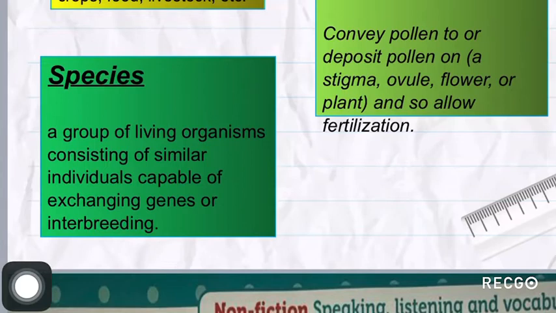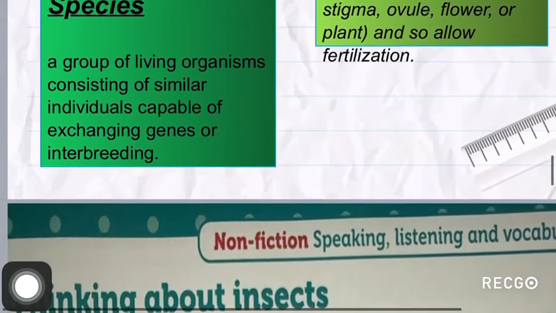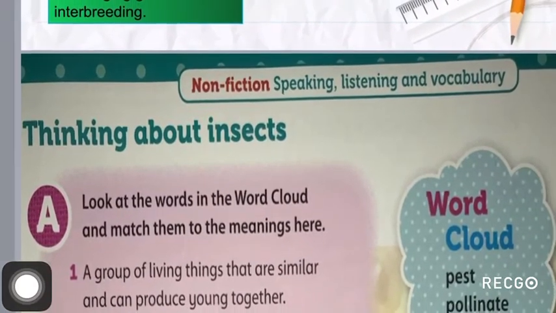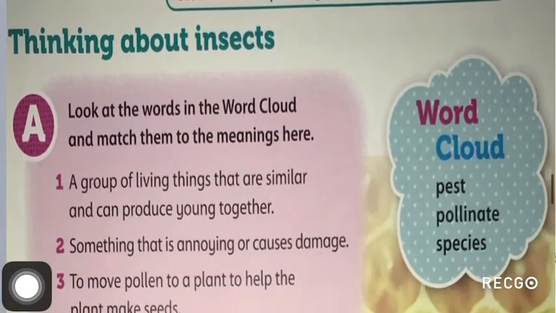So a species is a group of living organisms consisting of similar individuals. Like dogs, all types of dogs have the same characteristics. A bird called a sparrow, all the sparrows have the same characteristics. So sparrow is a species, dog is a species, horse is a species, even human being is a species. They have the capability to interbreed and to produce their children. Now my dear students, after understanding these 3 words, we have this exercise.